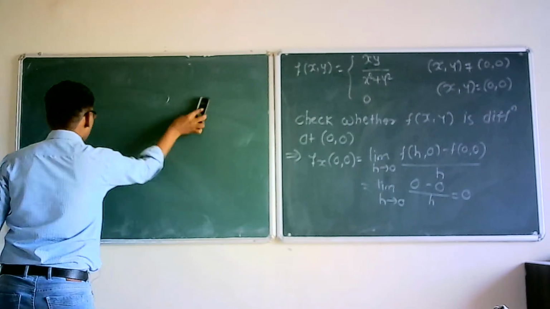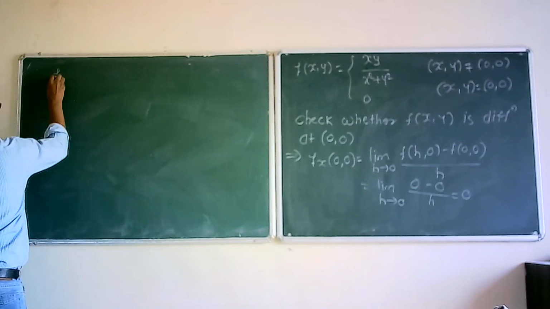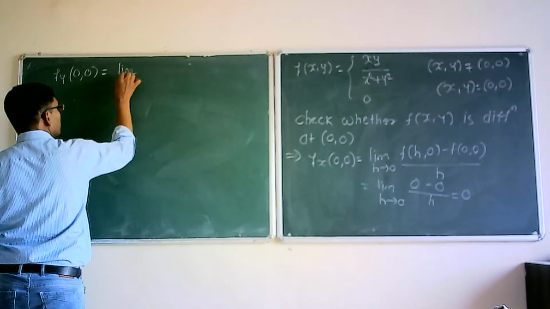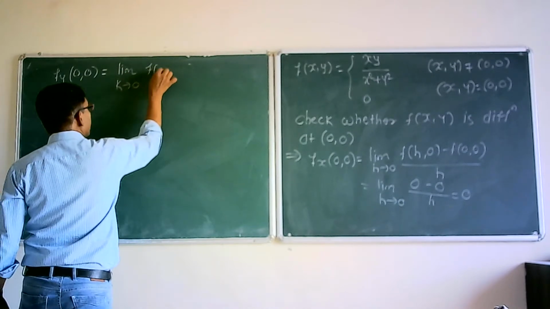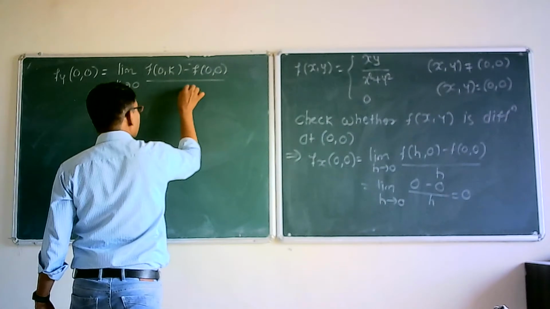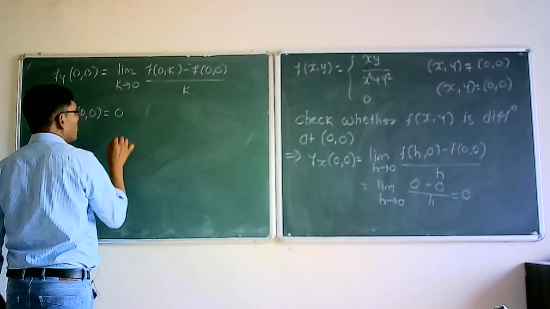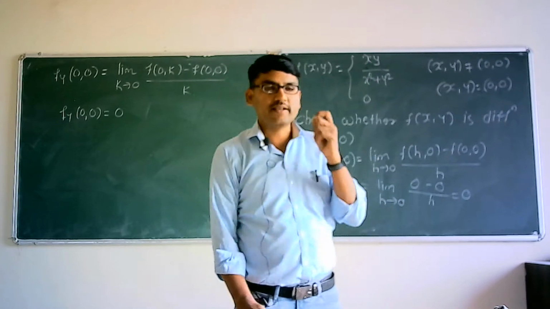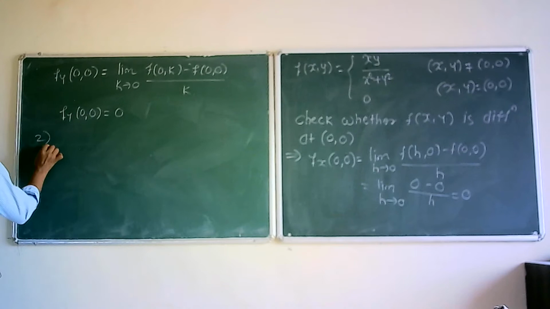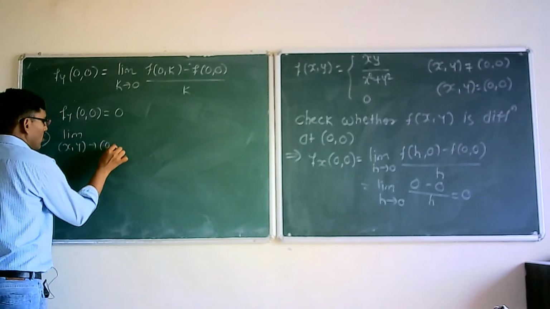Next, f of y at 0, 0 is equal to the limit as k tends to 0 of f of 0, k minus f of 0, 0 divided by k. So this is again equal to 0, f of y at 0, 0 is equal to 0. So both the partial derivatives exist at point 0, 0. Now to check continuity, you want to determine the limit as xy tends to 0 of f of xy.